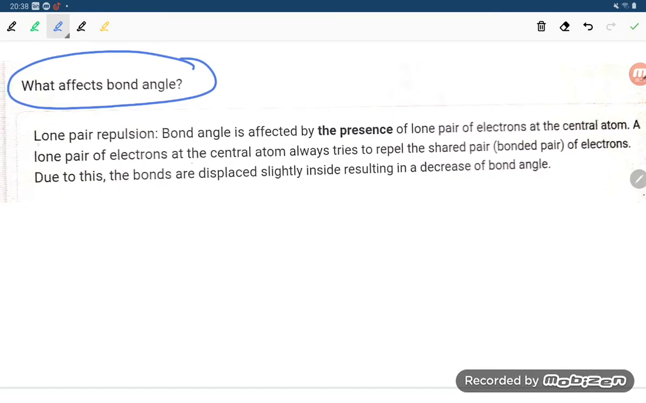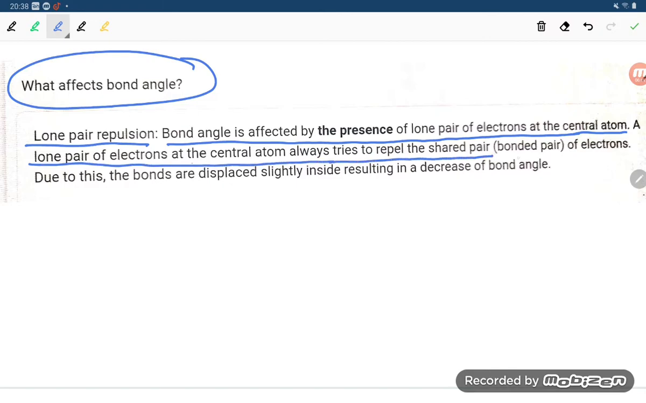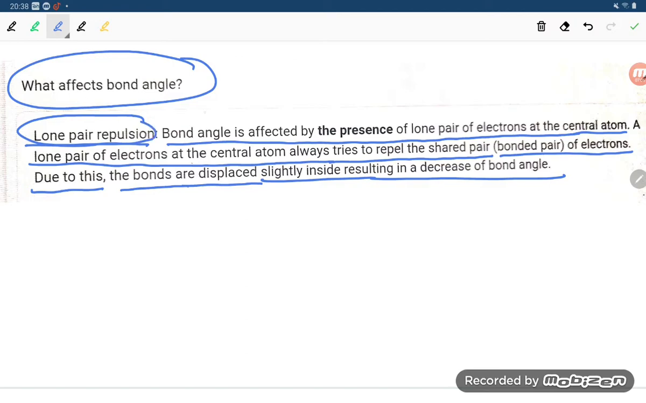Let us read out, students. Lone pair repulsion: bond angle is affected by the presence of lone pair electrons at the central atom. A lone pair of electrons at the central atom always tries to repel the shared pair, the bonded pair of electrons. Due to this, the bonded pairs are displaced slightly inward, resulting in a decrease of bond angle. So that is lone pair repulsion.